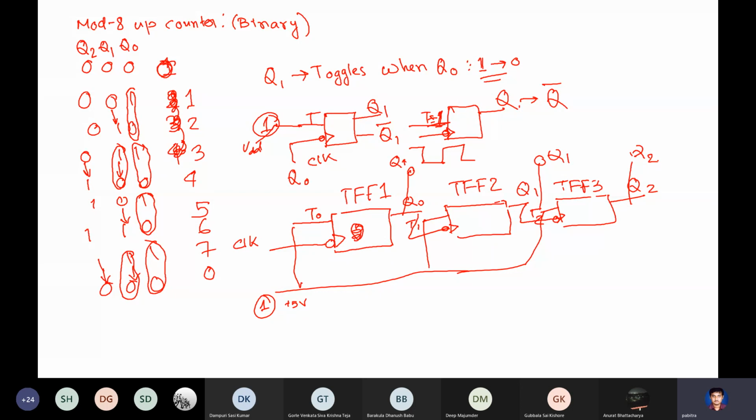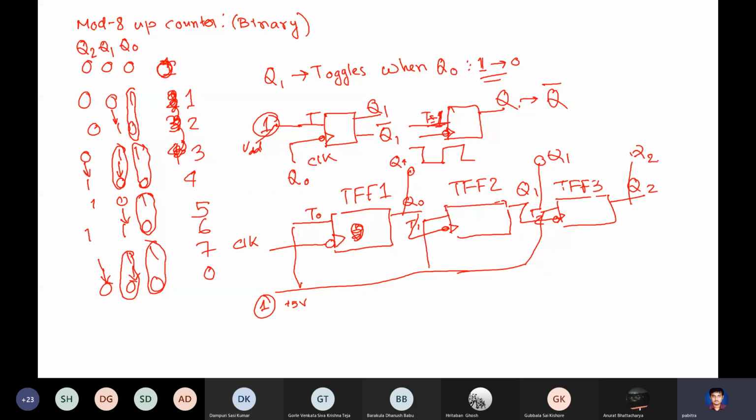Toggle is a reflexive operation. So toggle from 0 to 1 is also a toggle from 1 to 0. So if it is a down counter, the property will be the reverse. So whenever Q0 changes from 0 to 1, Q1 will make a toggle. Similarly, when Q1 goes up from 0 to 1, Q2 will make a toggle. So what is the change that we require in this circuit to implement this?